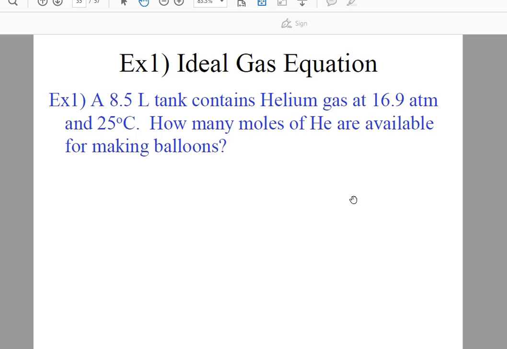So for R, 0.0821 liters times atmospheres over mole times Kelvin. Those are the units for that. Times, what's my temperature? Good. Kelvin.